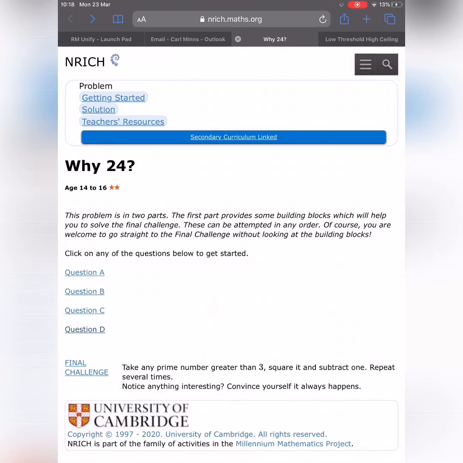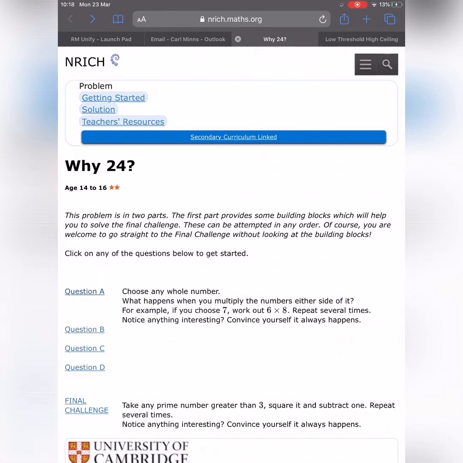And the idea behind this is that A, B, C and D start making you think about patterns and problems in this context. And can you use algebra to prove some of this? So for example, question A starts: if you pick a number and multiply the numbers either side of it, and do that several times with different numbers, can you spot anything interesting? Can you spot a pattern in the answers?